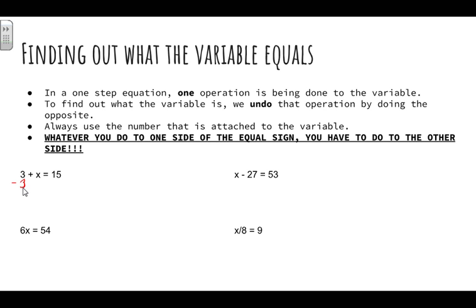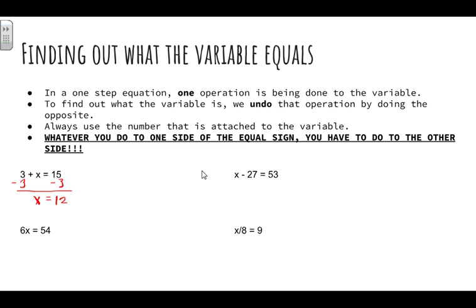3 minus 3 is 0, of course, and we'll be just left with the x. The x will be all by itself. But we have to balance that by subtracting 3 on the other side of our equal sign. That's the whole reason we do that, to get x by itself, to isolate x. 15 minus 3 is, of course, 12. So that means that x equals 12.